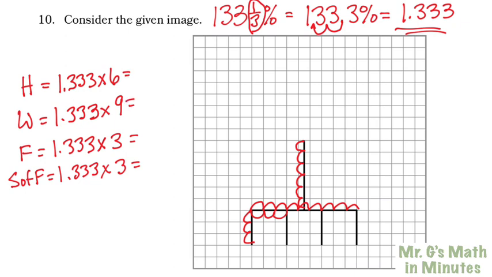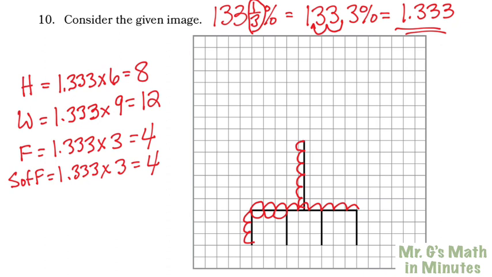And these numbers, we're going to go ahead and just round to the nearest whole number. So when you do 1.333 times 6, you get 7.998, which would round to an 8. 1.333 times 9 is going to be 11.997, so 12. 1.333 times 3 is going to be 3.999, which is a 4. And then we got another 4. So let me go ahead and copy these numbers.